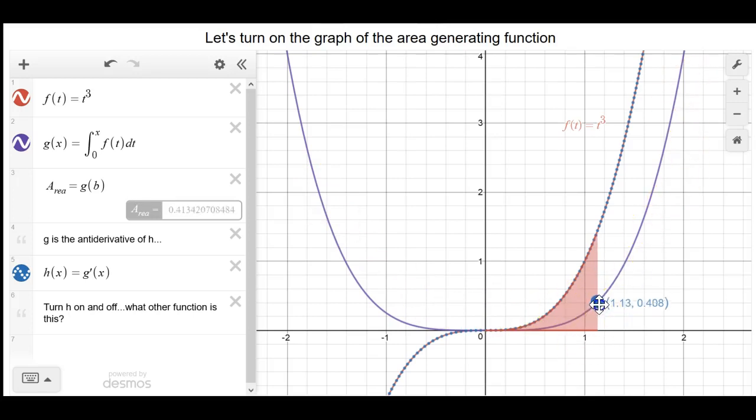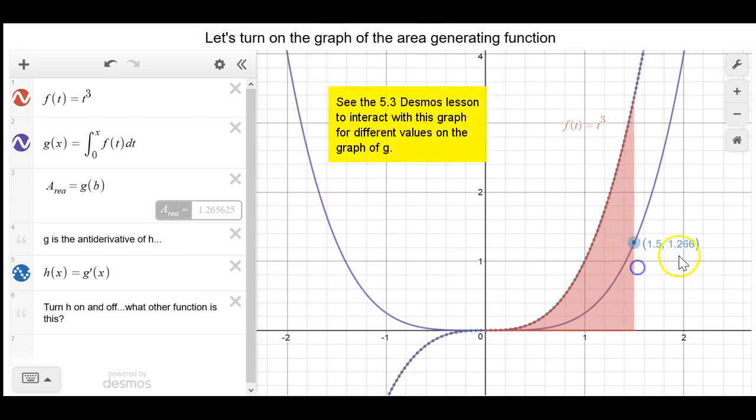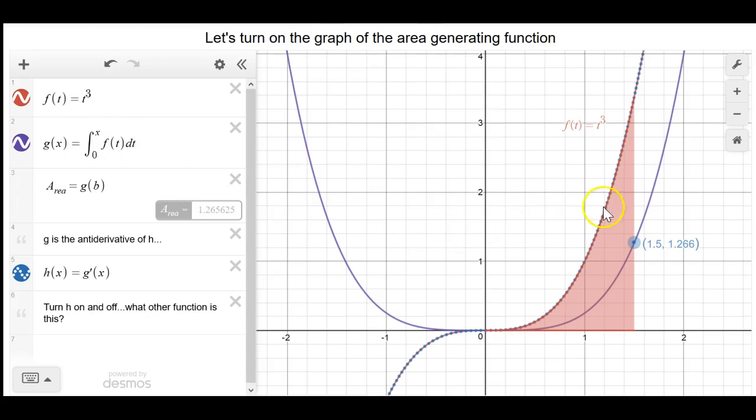And if I look at a point on g, you can see that its output is the same as the area under the curve of f, because that's how we defined it. This is the area under f, and it's also the y-coordinate of a point on G. So now we see what that function G looks like. And let's go look at something else.